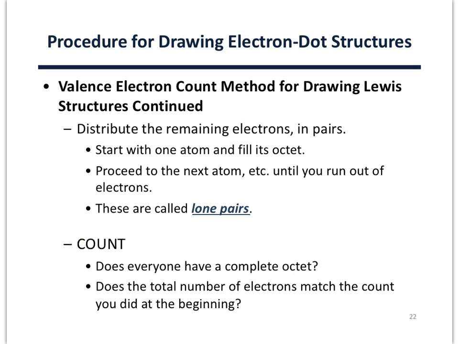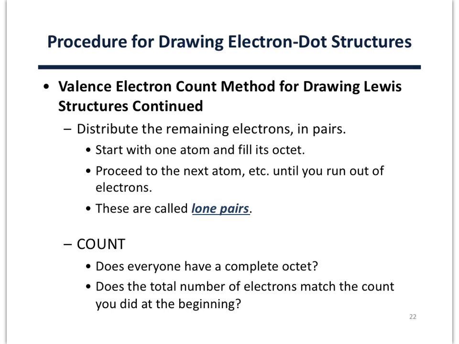Again, does each atom in the structure have a complete octet, or a duplet in the case of hydrogen? How many electrons total are in this structure? How does that number compare to your valence electron count? Is it exactly the same? Is it greater than your valence electron count? Or is it less than your valence electron count?